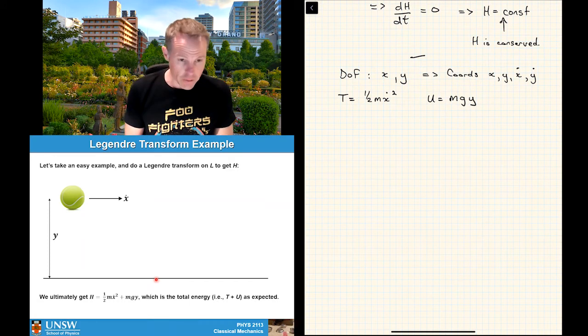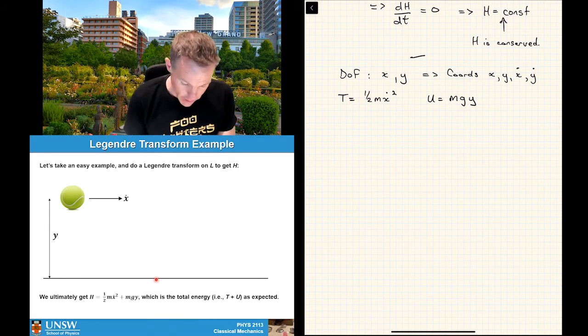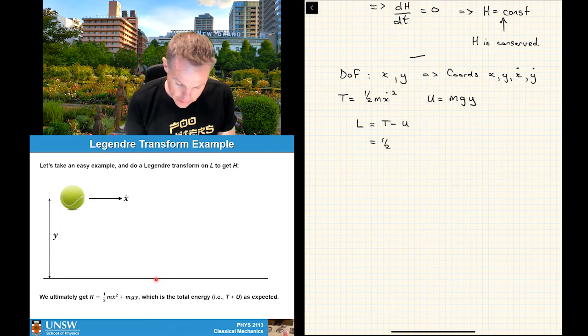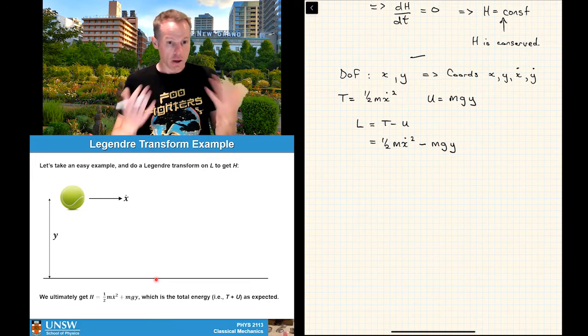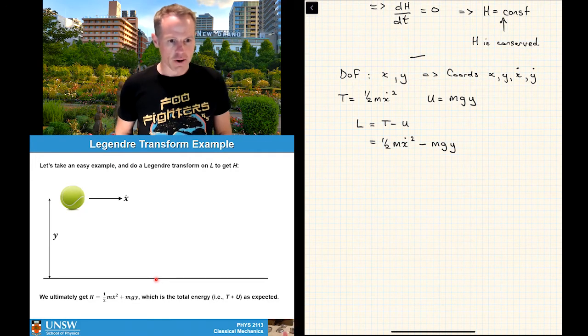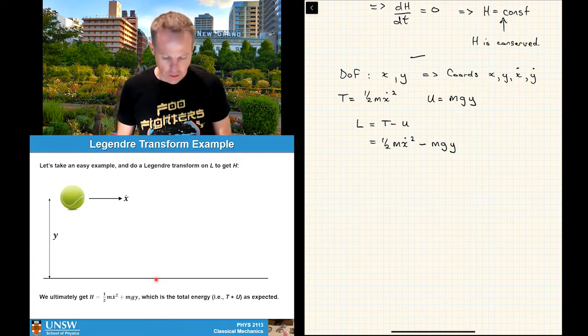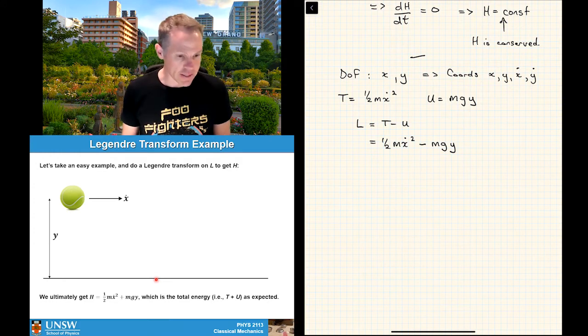And of course, then what we would do is get our Lagrangian. Our Lagrangian is basically T minus U. So this thing will be a half m x dot squared minus mgy. Okay? You'll have all done this pretty comprehensively over the last few weeks, including for more complicated problems, so it's fairly easy to get.